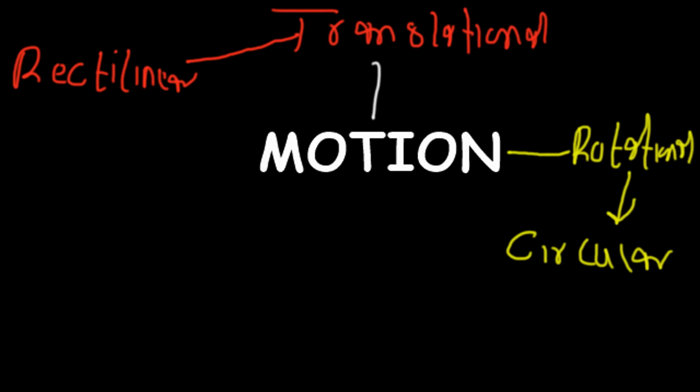So without any further ado, let's get right into the third type of motion, which is known as oscillatory motion. So what exactly is oscillatory motion? Oscillatory motion is the movement of an object to and fro about a fixed point.